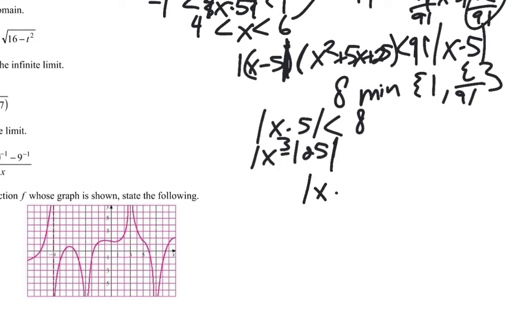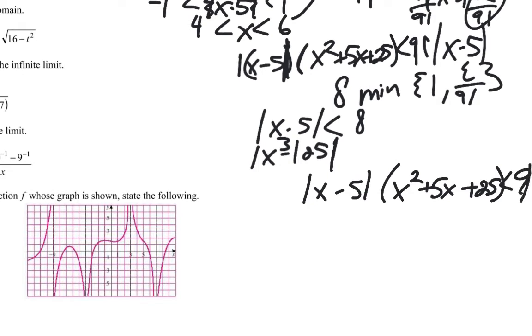So x minus 5 times x squared plus 5x plus 25 is less than 91. And then we'll multiply by epsilon over 91.